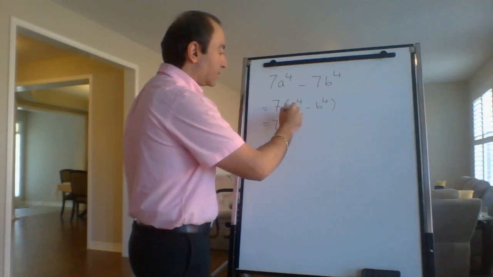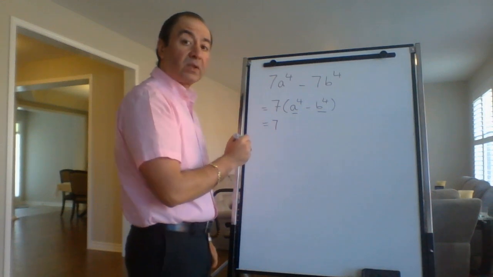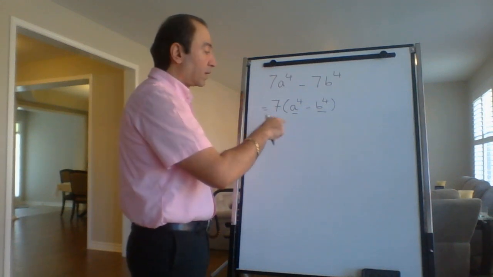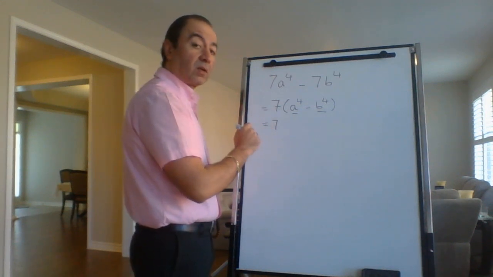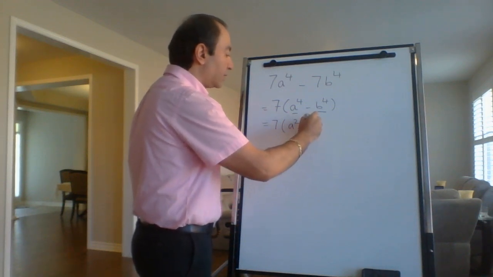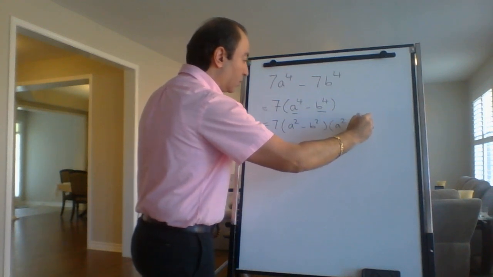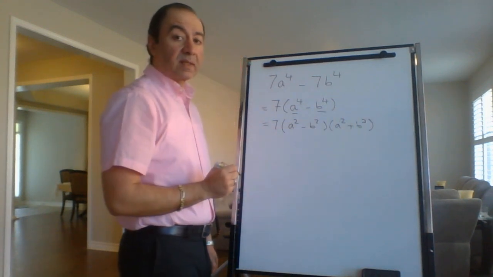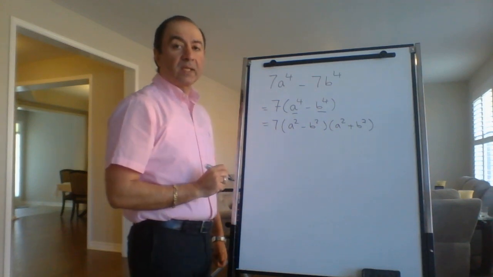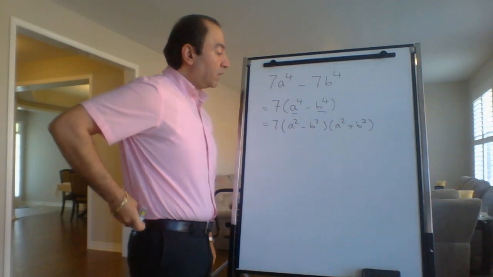This is a perfect square, and this is a perfect square, with a minus between them. So we're going to use the process of difference of two squares, which is a squared minus b squared times a squared plus b squared. Most of you did up to this step. The thing that I want to tell you is we don't stop factoring until we factor completely.